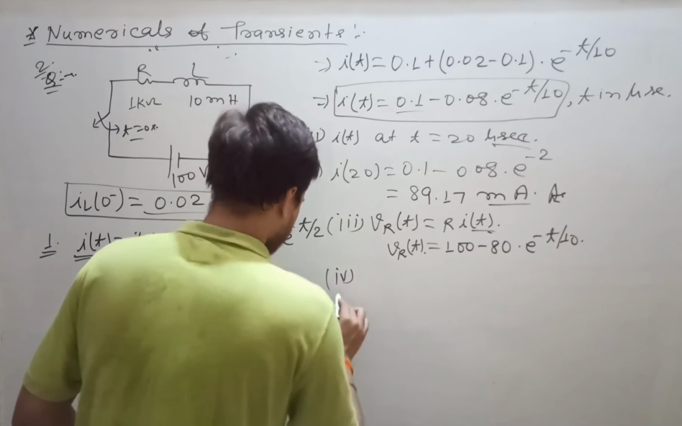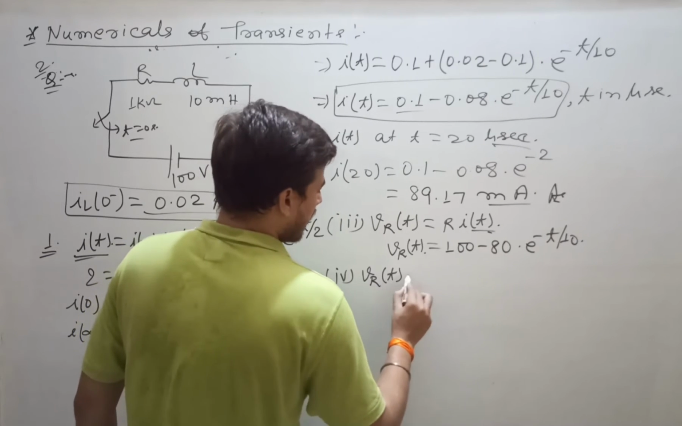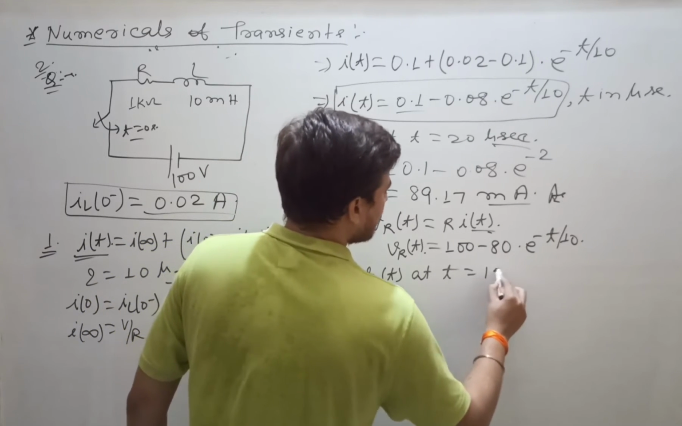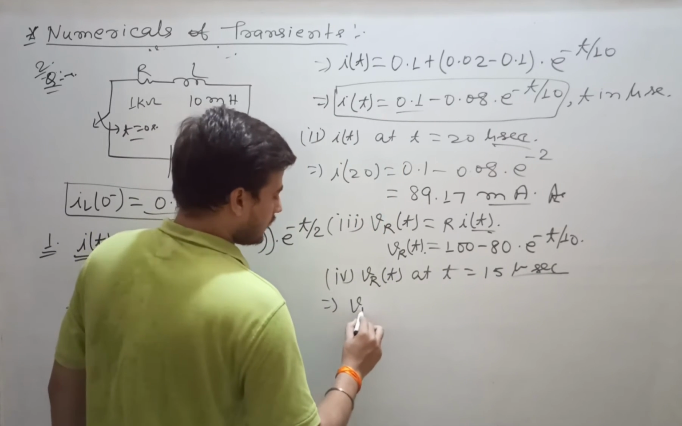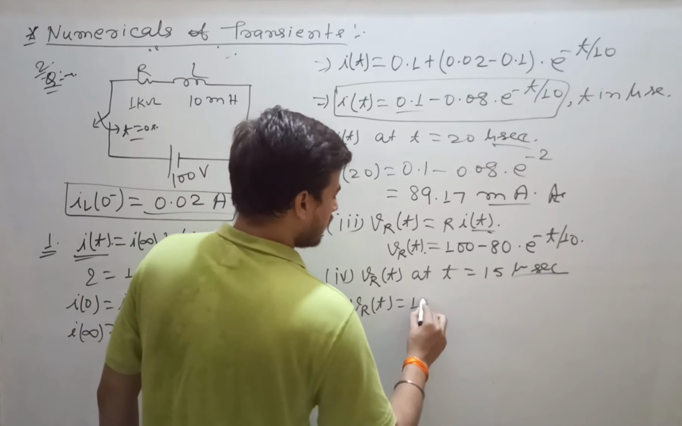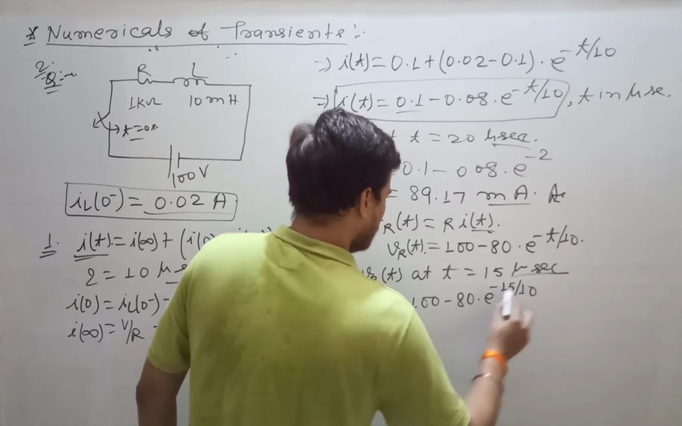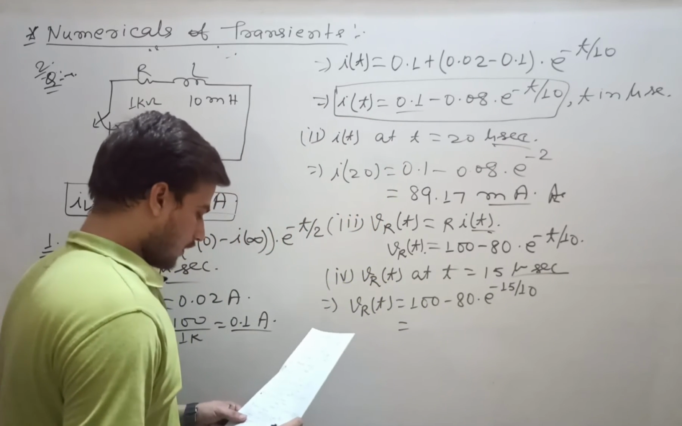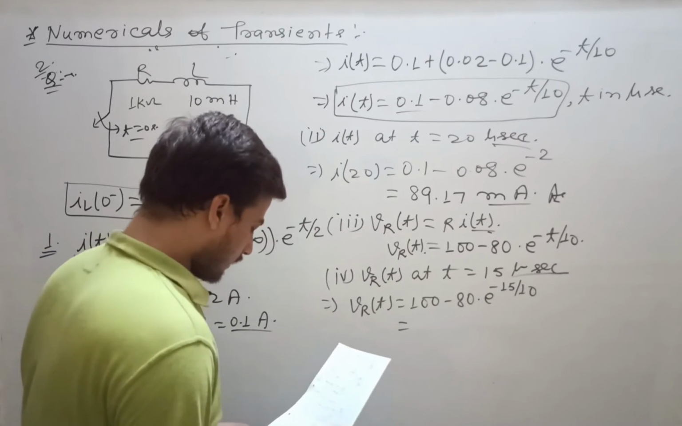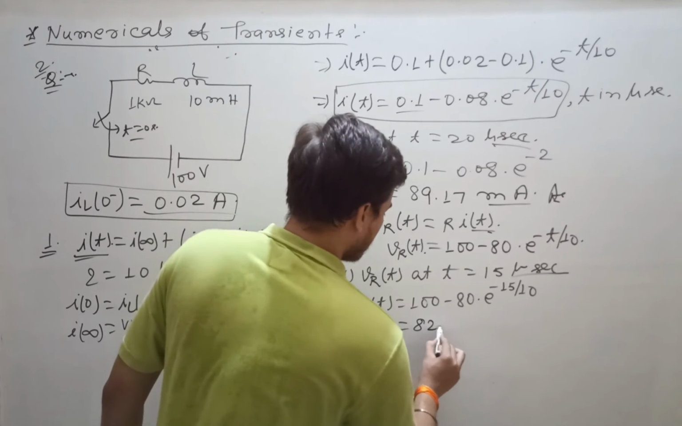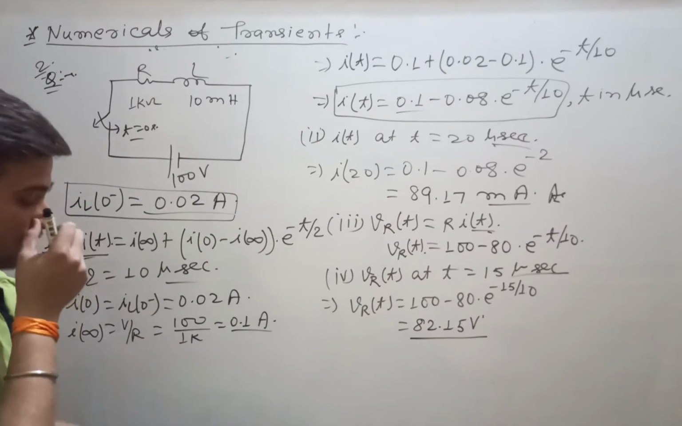The fourth point is we have to find VRT at t equal to 15 microsecond. So you find VRT will be equal to 100 minus 80 into e to the power minus 15 by 10. From here you can calculate the value of VRT. It is equal to 82.15 volt. Clear?